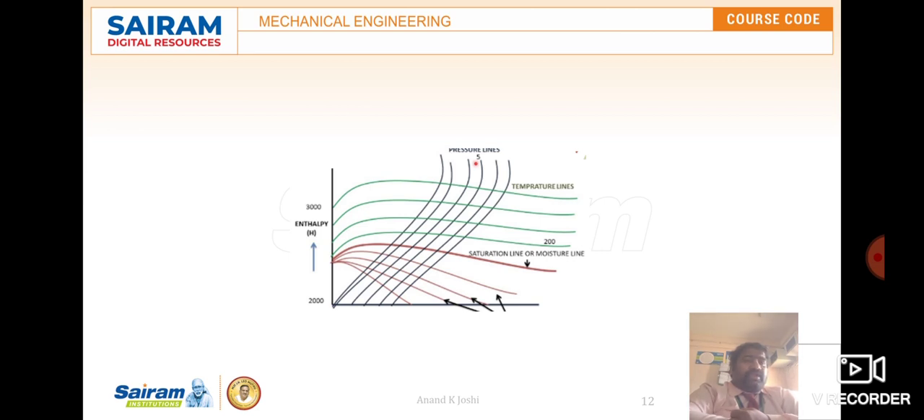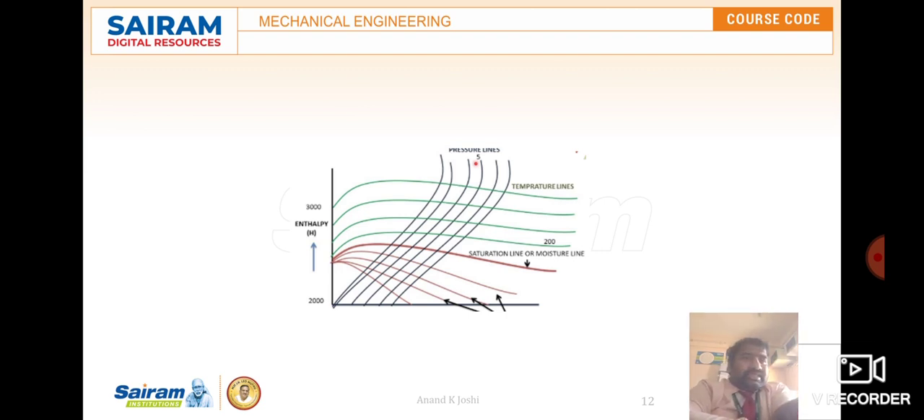Okay, so what is the actual meaning of this HS diagram? We also call it a Mollier chart, or whatever the steam table data we have available, systematically arranged values in rows and columns, represented graphically along x and y axes. Along x, I already told you, there is entropy, and along the y axis, enthalpy. So now let us see what the lines indicate.